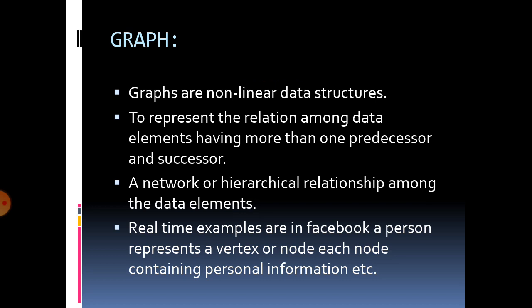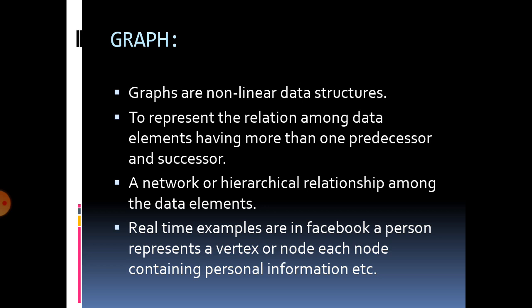A simple example we can take is Facebook, where a person has an account. Each person is represented as a node, nothing but a vertex. We will discuss what a vertex is later. The node contains the particular person's details. Every vertex, every person in a Facebook account, will have communication with his n number of friends.